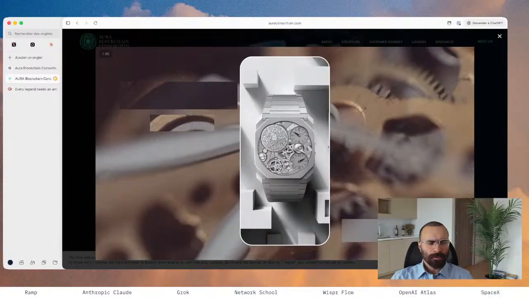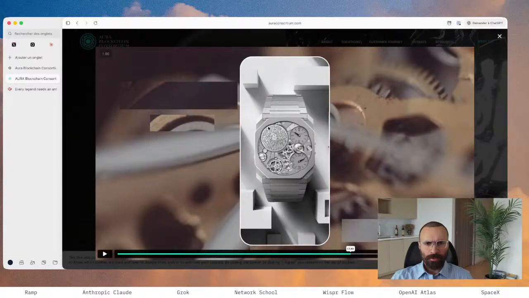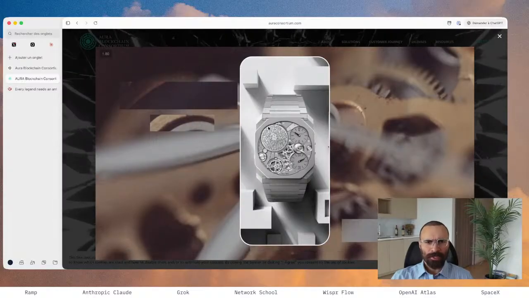I'm curious, did this technology come out of LVMH? Did they have engineers who were working specifically on this?